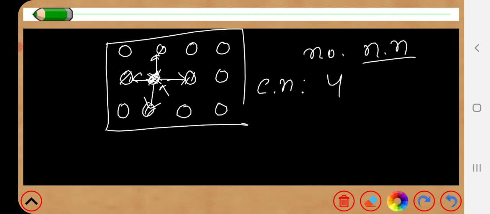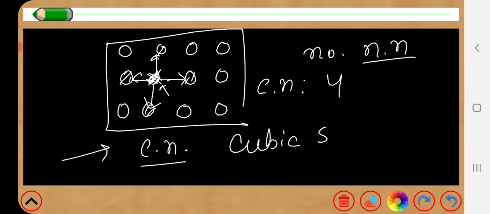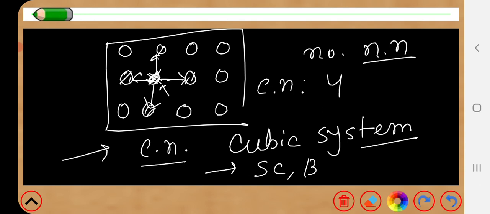And today we will find the coordination number for the cubic system. Okay. So according to your syllabus, cubic system is included. So we will find out the coordination number for the cubic system. That means we will find it for the simple cubic structure, BCC structure, and the FCC structure. Okay. So let's move to the simple cubic structure.